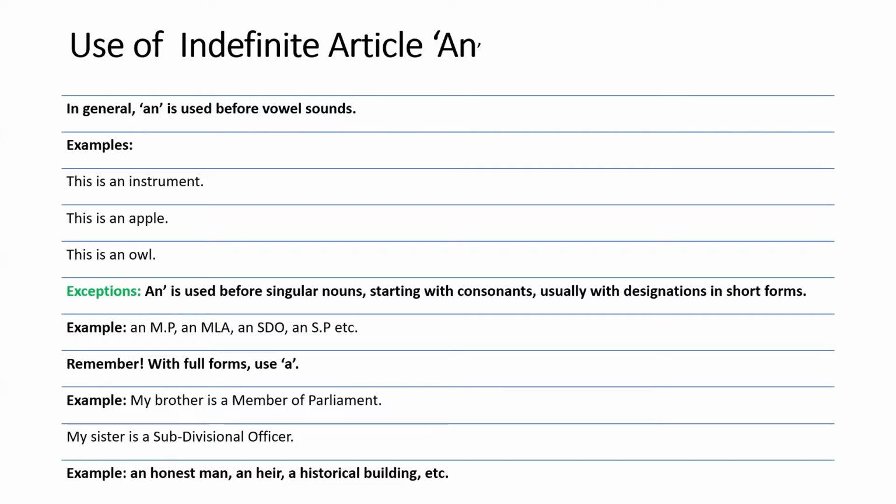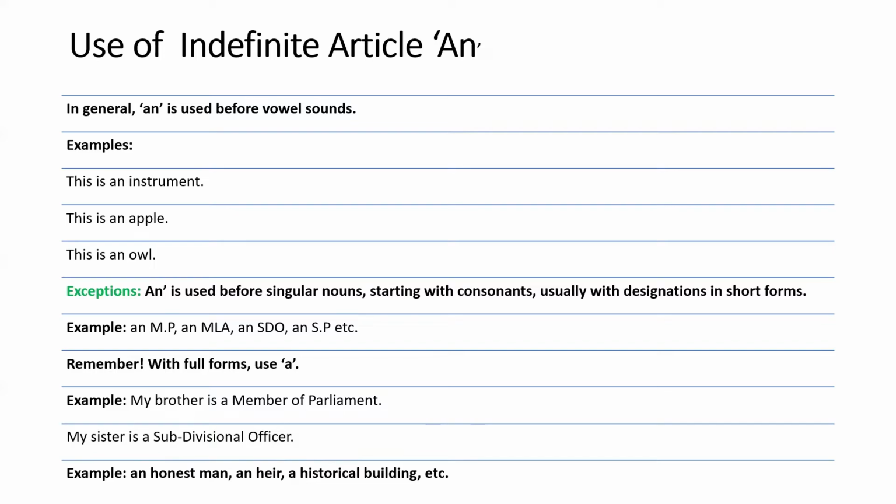In the same way, A means successor, Uttaradhikari. And here H is mute, and the sound starts from E. E is a vowel, so we say an heir. But here also there is H. I have deliberately put it here for comparison.